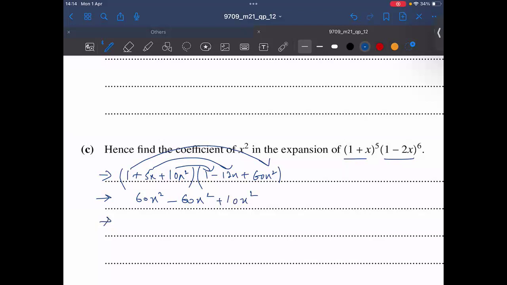So eventually I'm going to get what? I'm going to get 10x square. And so the coefficient of x square is going to be just 10. I'm not going to write down x square. We are supposed to write down only the coefficient. So it's going to be 10, the final answer.